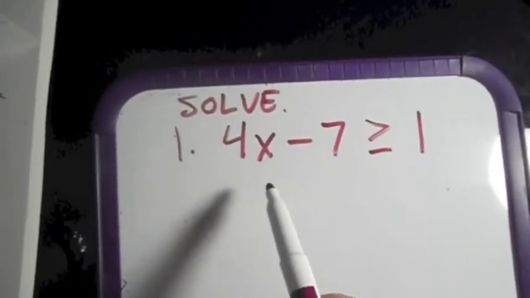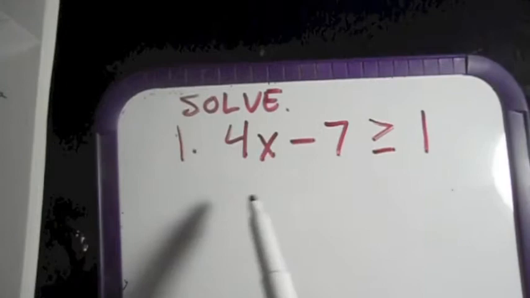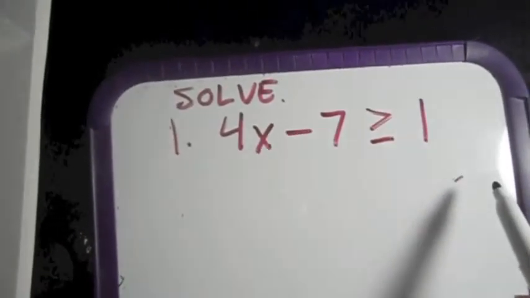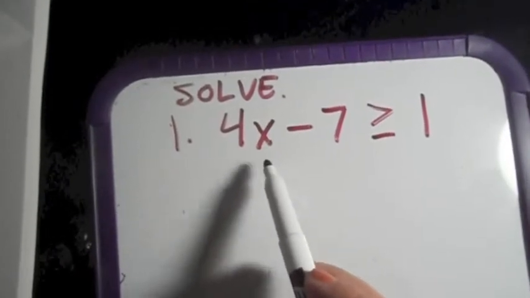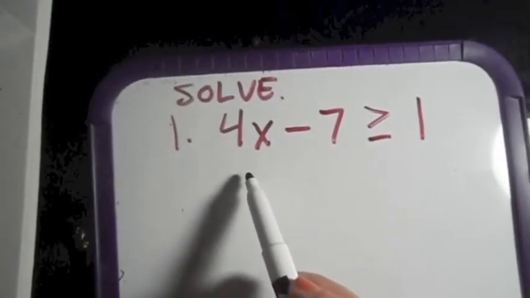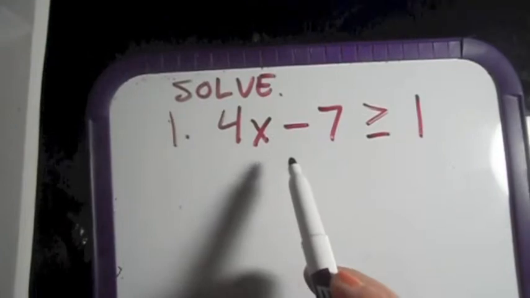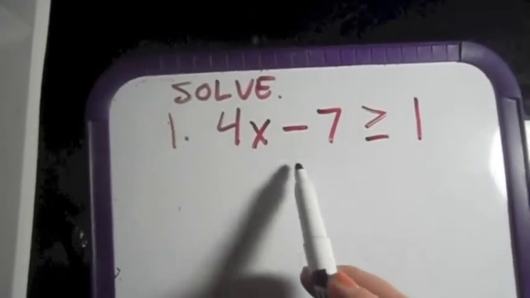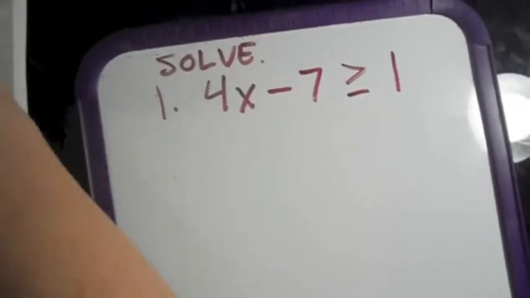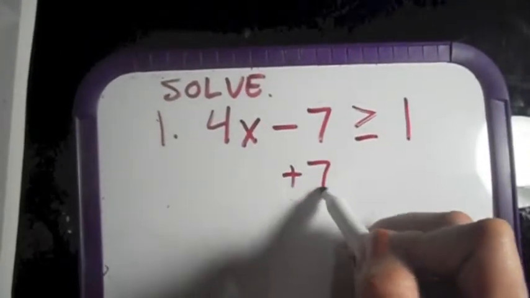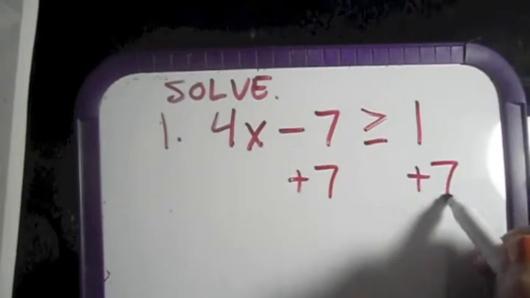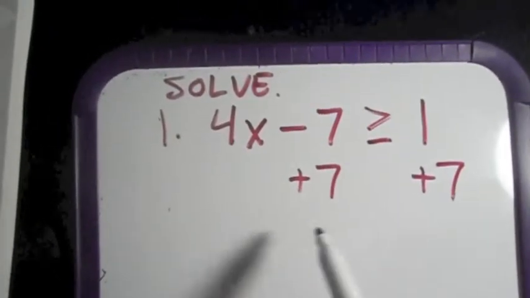So our first step is to get every term that doesn't have an x in it to the right. Well, we have 4x. We're going to keep that one on the left side because it does have an x in it. Minus 7 does not have an x in it. So we're going to get rid of minus 7 by adding 7. And whatever we do to one side, we have to do to the other.